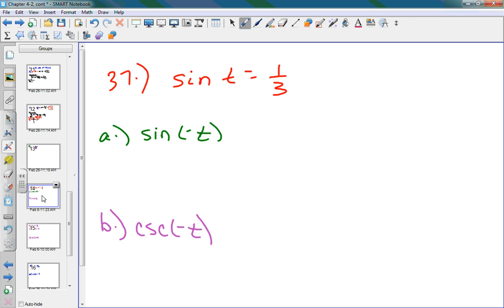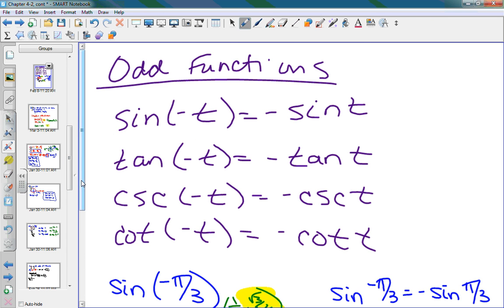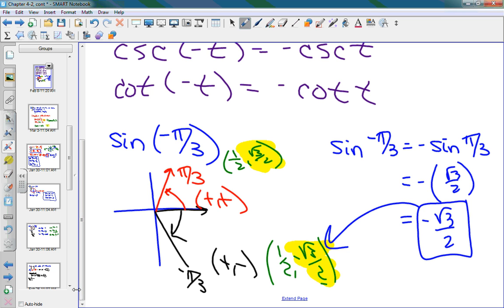Sine is an odd trig function, which means, remember whenever I drew those pictures, we talked about this? I said if you're in quad 1 and quad 4, the positive angles in quad 1, the negative angles in quad 4, the cosines are the same, but the sines are opposites. And if the sines are opposite, that makes them an odd function.